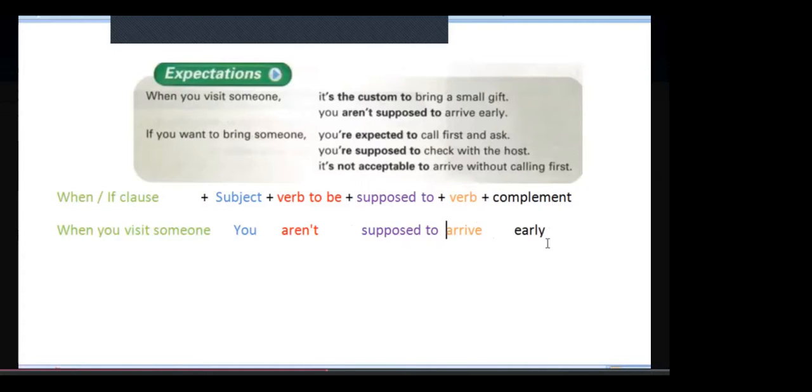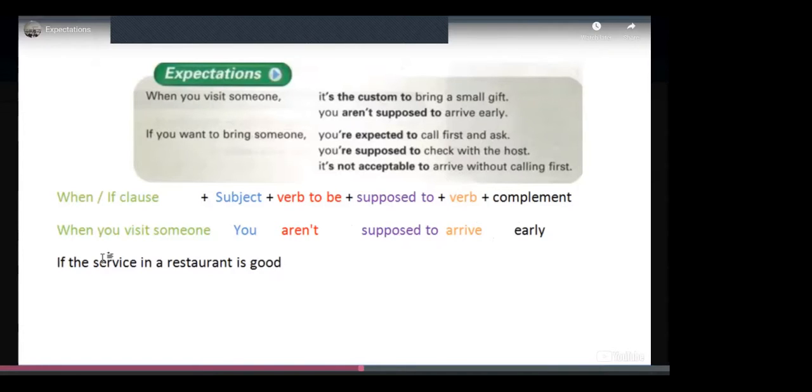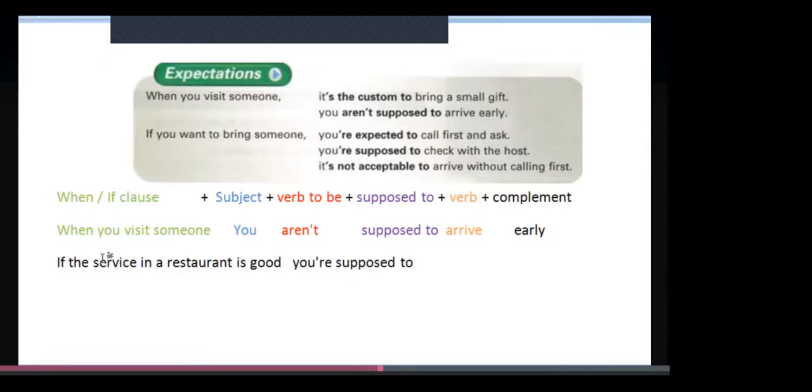And then finally, it should follow the complement. Let me give an example with another clause. So in this case, I'll use an if clause. So I'm going to say, if the service in a restaurant is good, okay, that's the if clause, then this I mentioned is going to follow the subject, you're supposed to, and then that's going to follow the verb, so you're supposed to leave a tip, and then there's going to be some sort of complement.